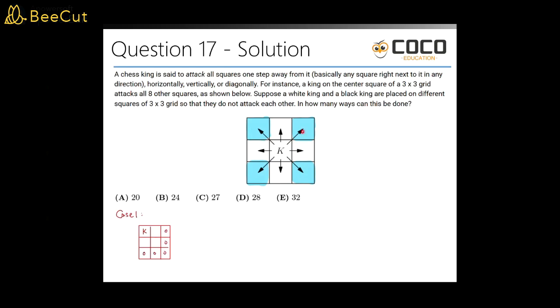Then for the other corners, it's the same. Let's say you choose the top right corner, you also have 5 ways. There are 4 corners to choose from. That's 4 times 5, 20 ways.